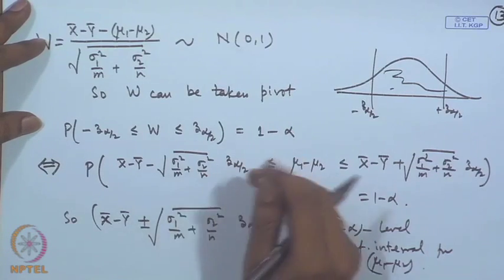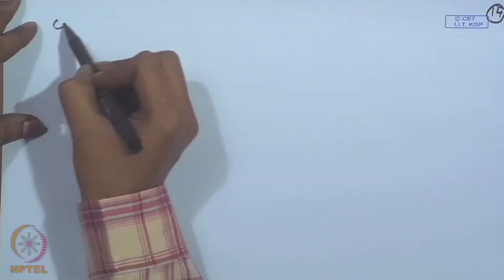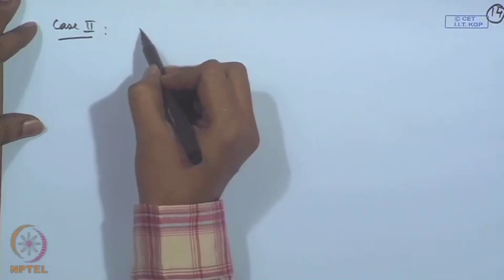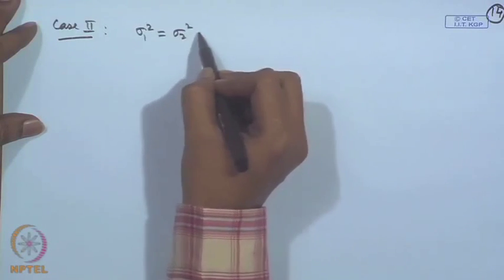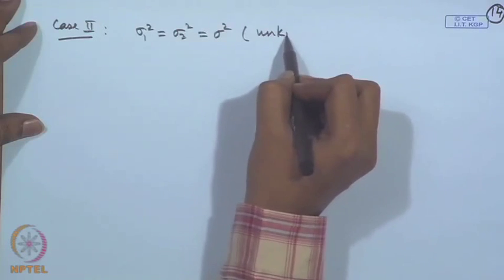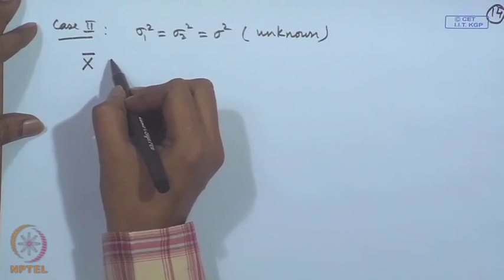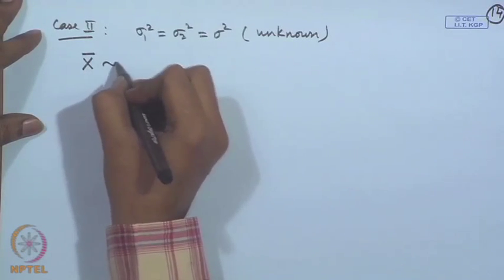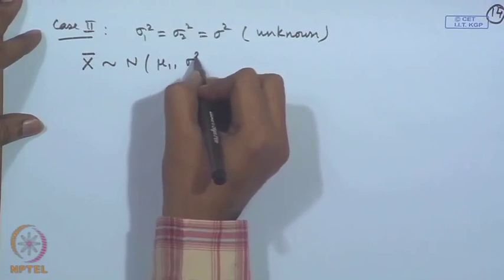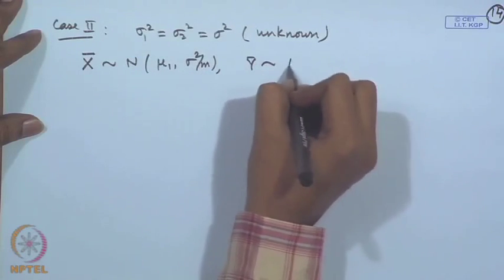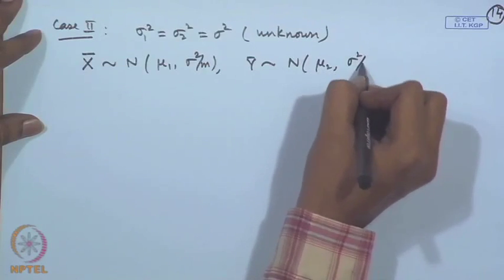But if sigma 1 square and sigma 2 square are unknown, we cannot use this. In that case, we consider another pivot quantity, assuming sigma 1 square and sigma 2 square are equal to sigma square, but unknown. Now, these statements are true: x bar follows normal mu 1, sigma square by m, and y bar follows normal mu 2, sigma square by n.